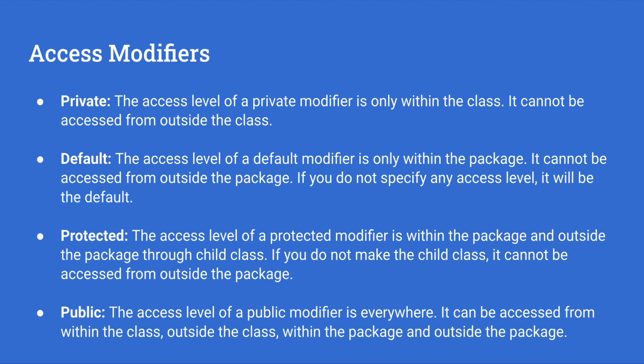Protected. The access level of the protected modifier is within the package and outside the package through a child class. We use the extends keyword to use some methods and variables from the parent class in the child class. So we use protected. Okay, if you do not make a child class, it cannot be accessed from outside the package. Public. The access level of the public modifier is everywhere. It can be accessed from within the class, outside the class, within the package and outside the package.